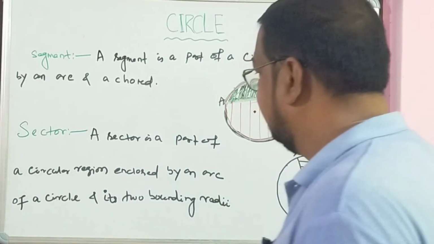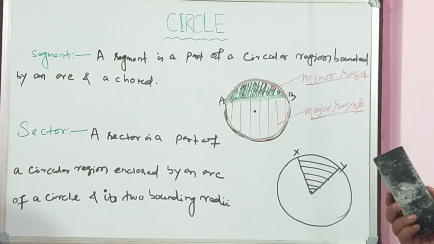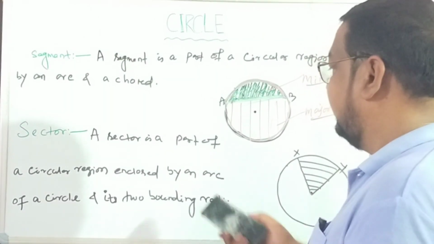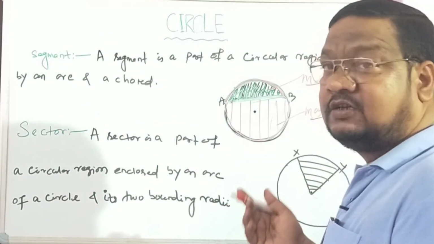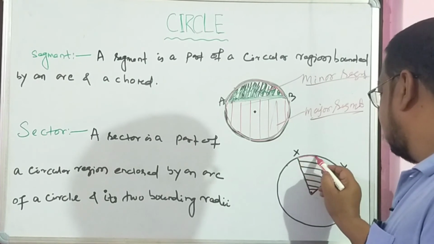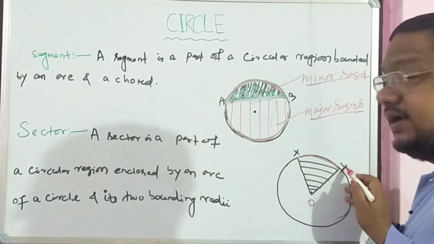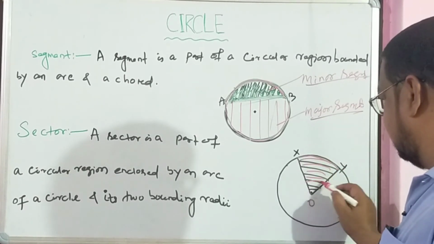Then sector. What is a sector? A sector is also a part of a circular region, but here it is enclosed by an arc of a circle and its two radii. Suppose XY is the arc of a circle and its two radii are OX and OY. This part is called the sector.